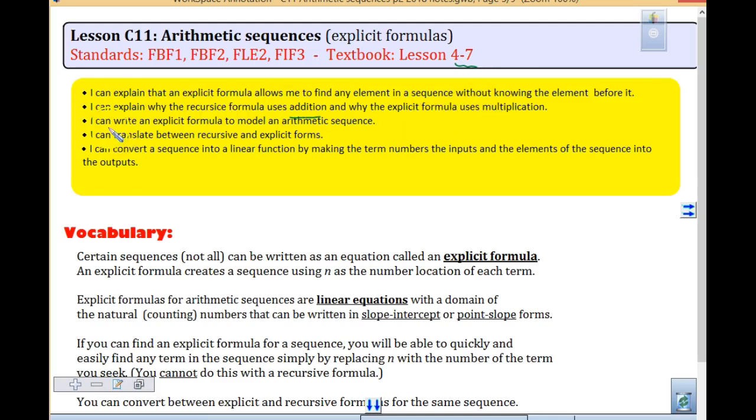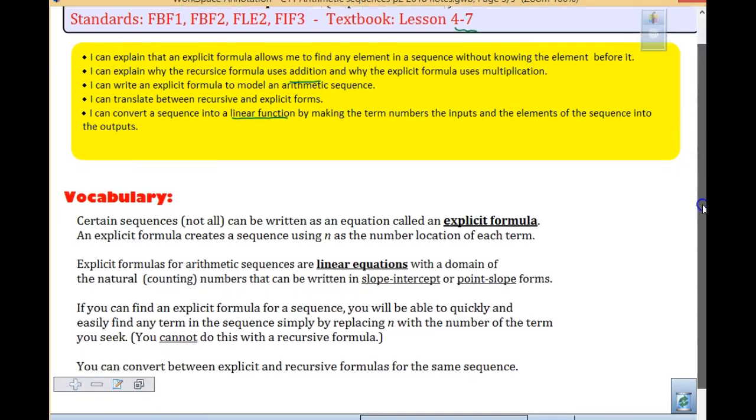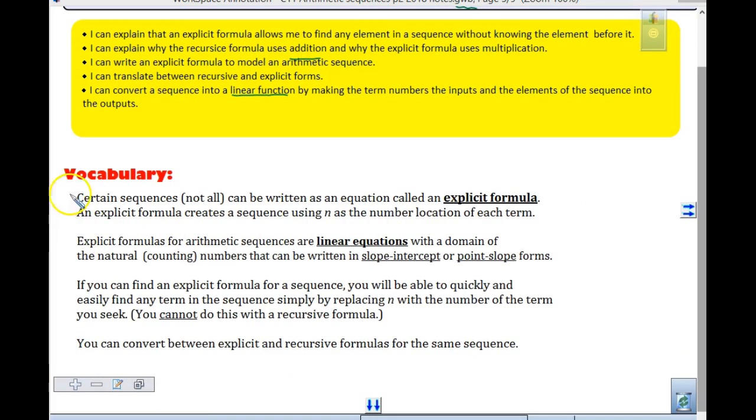We want to be able to look at that. I can write an explicit formula for an arithmetic sequence, translate recursive and explicit forms, so going back and forth, and convert sequences from a linear function, slope-intercept or point-slope, and make those into a sequence with our output. So the vocabulary yesterday was the arithmetic sequences, so that's in your notes. Make sure you know that formula.